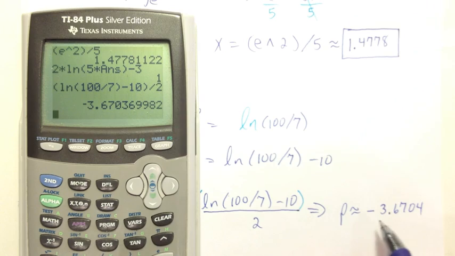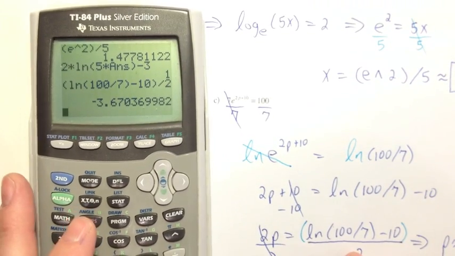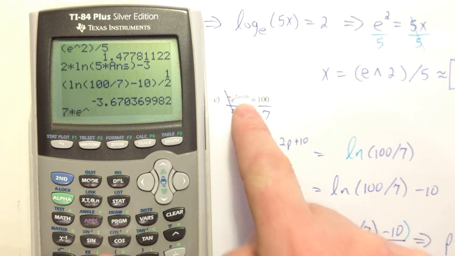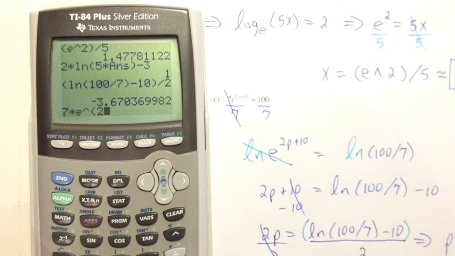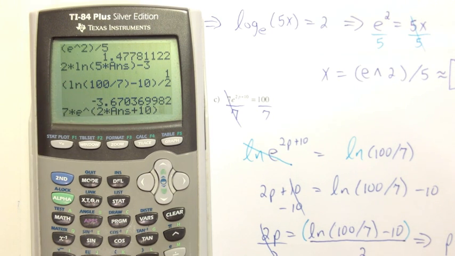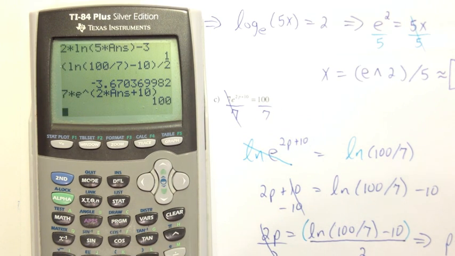So this is the first time we've got a negative answer, so that might just feel a little bit weird. So maybe just like on the others, it'd be a good idea to check. So I'm going to take 7 times e raised to, anytime your exponent has more than one piece to it, you should put that in parentheses. So 2 times the answer I just got plus 10. So if that answer of negative 3.6703 and so on is correct, then when I evaluate this left side, I should get the right side, which is 100. And I get 100. So even though that negative may have come as a little bit of a surprise, it looks like it really is indeed the correct answer.